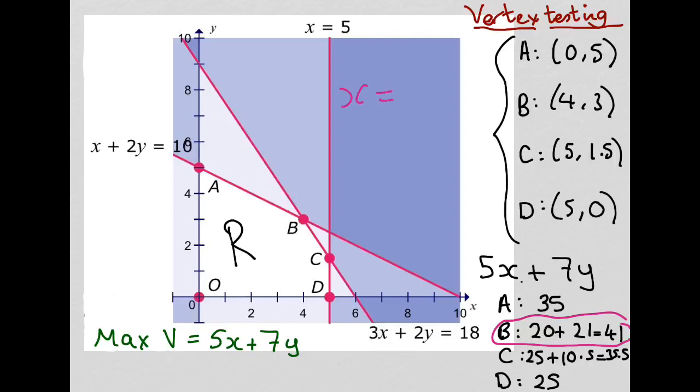I want to make 4 of whatever x is, 3 of whatever y is, and I'm going to assume this is profit. So I need to make 4 of these, 3 of these, and I get a £41 profit. So the hardest part of vertex testing is determining these vertices if you've got to do them all using simultaneous equations. It gets really tedious.